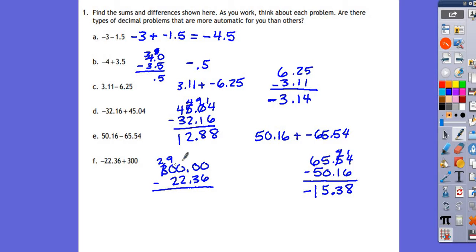Changes to a 2, 9, a 9, a 9, and this is a 10. 10 minus 6 is 4. 9 minus 3, 6. Bring down my decimal. 9 minus 2 is 7. 9 minus 2 is 7. 2 minus nothing is 2. Now I need to see if it's positive or negative. My bigger number is a positive, so that stays a positive, and there's my answer.